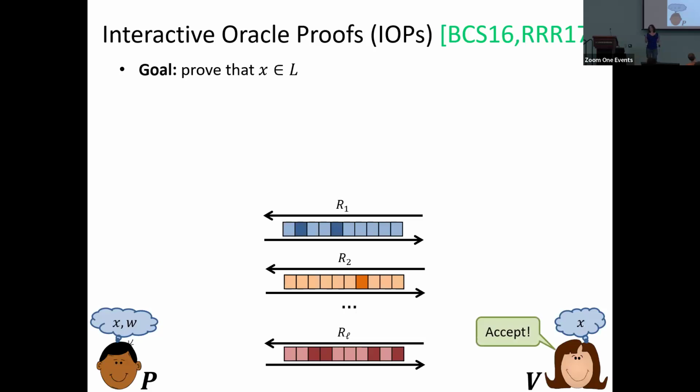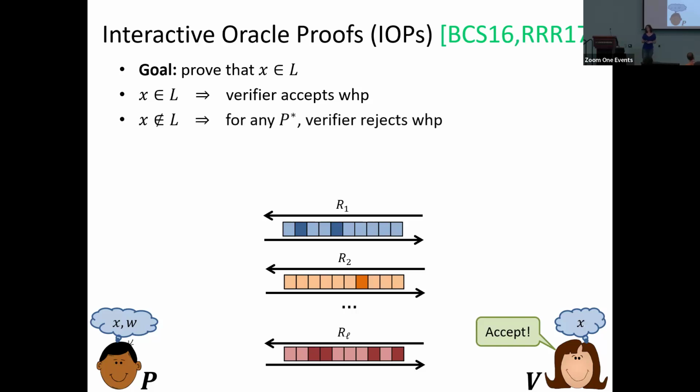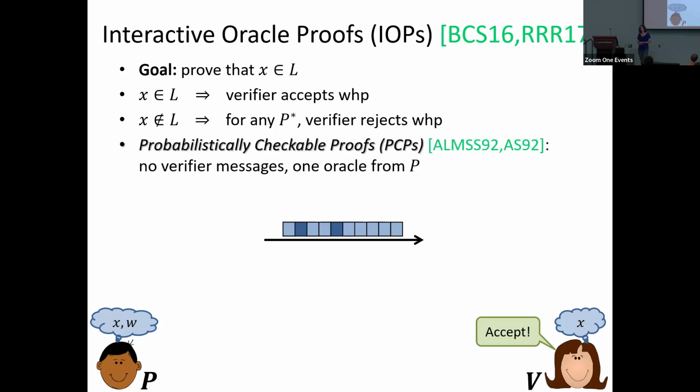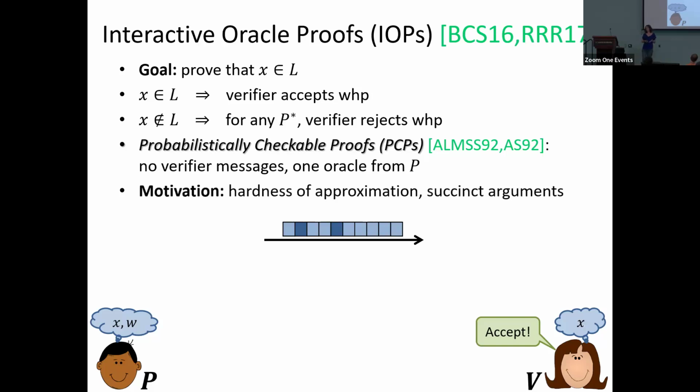So at the end of this entire interaction, the verifier decides whether she accepts or rejects. And the guarantees are that if X is in the language, then the verifier will accept with high probability. And if X is not in the language, then for any prover that can be unbounded, the verifier will reject with high probability. You might be familiar with a special case of IOPs called probabilistically checkable proofs, or PCPs, where the verifier doesn't send any messages and the prover just sends one oracle. And as I said, these IOPs are motivated because they can be used to construct succinct arguments, and PCPs have important applications to hardness of approximation.